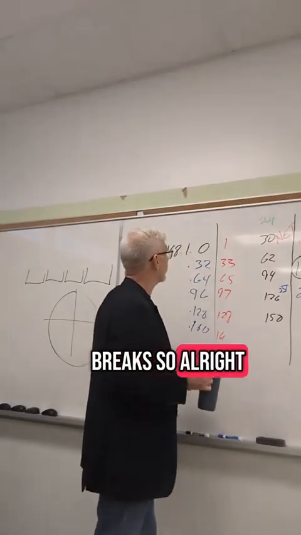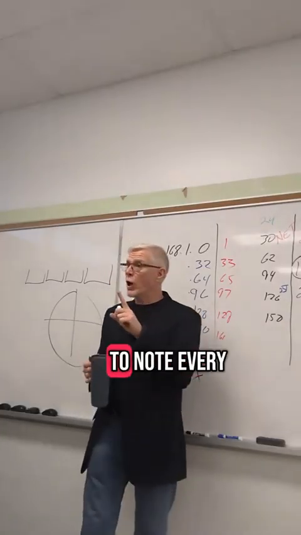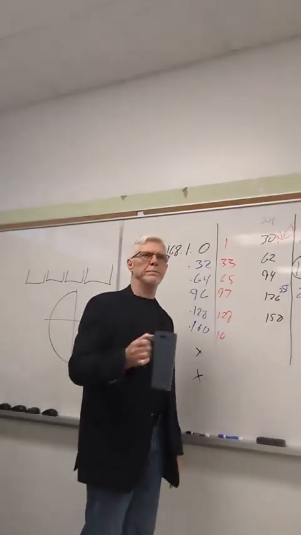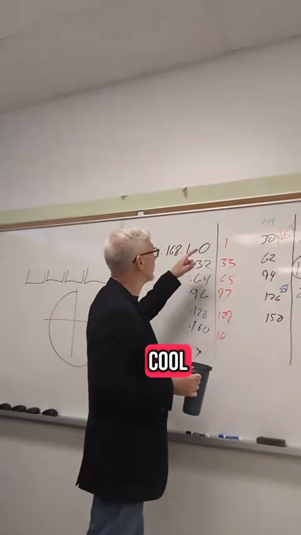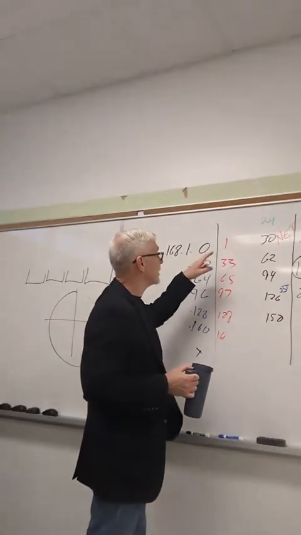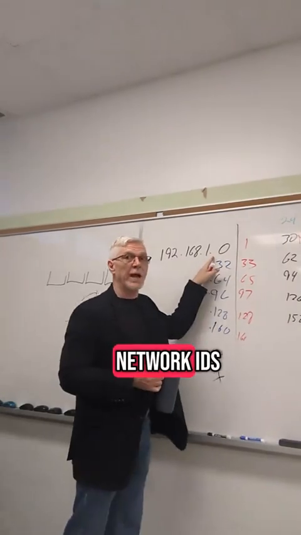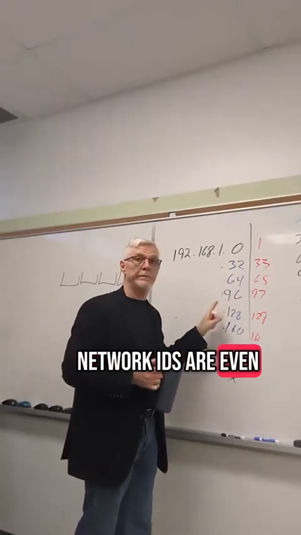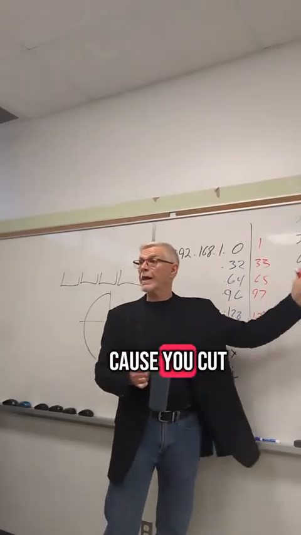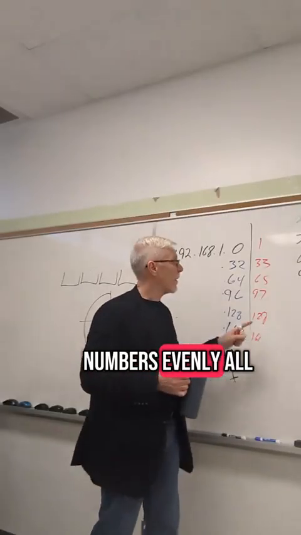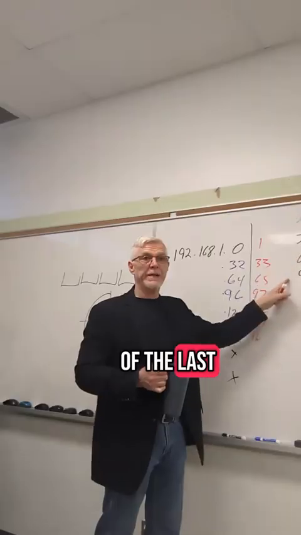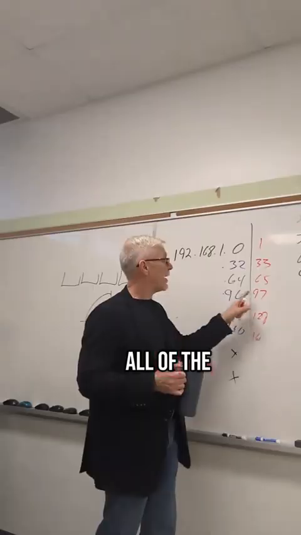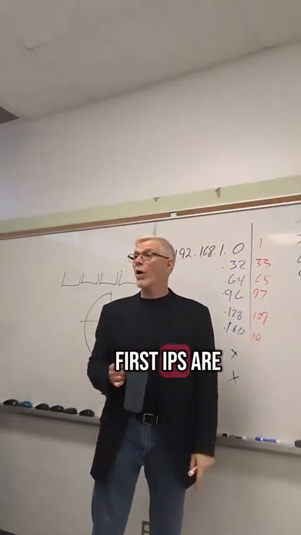So, all right. Interesting thing to note: every time you subnet, all of the network IDs, this is where the trigonometry thinking comes in, all network IDs are even, right? Because you're cutting up even numbers evenly. All of the last IPs are always even. All of the first IPs are odd.